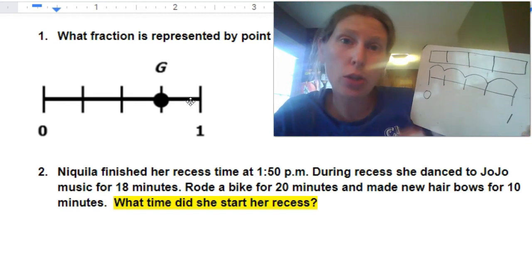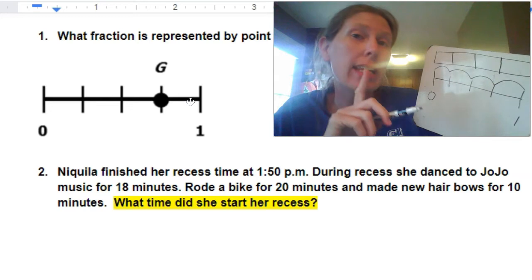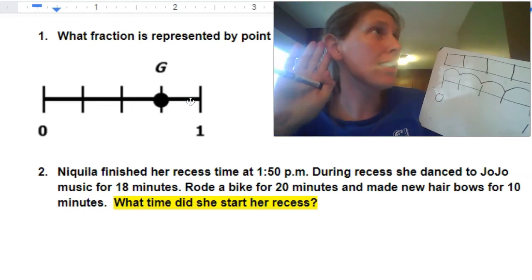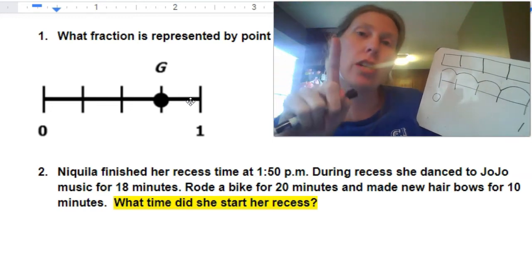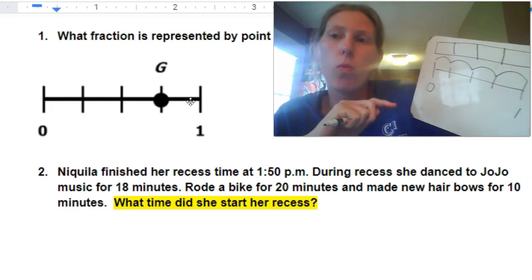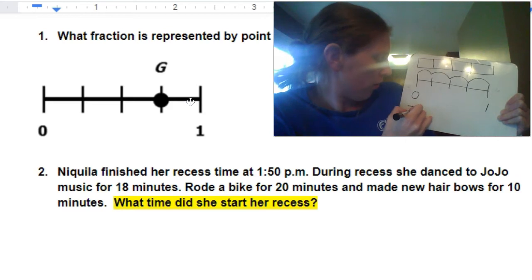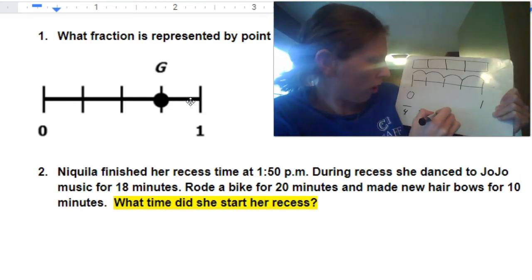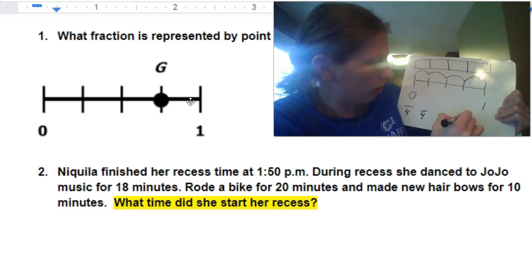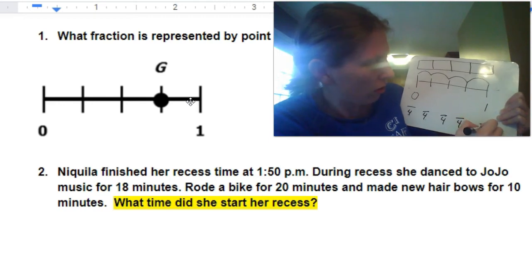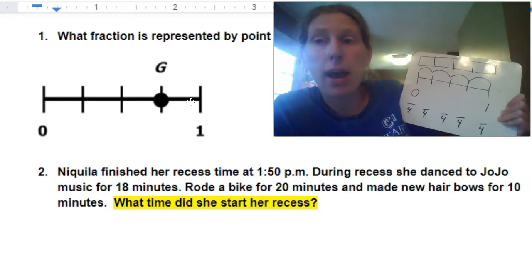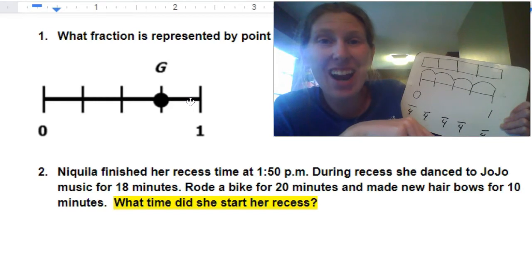When I know how many equal parts are in one whole, that is my denominator. Your denominator is how many equal parts are in one whole. So I know there's 4 equal parts, so my denominator is 4. I'm going to go ahead and label 4 for each of these parts. Now I need to figure out my numerator.